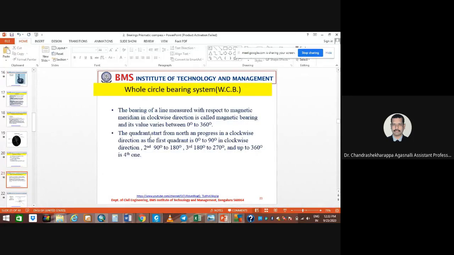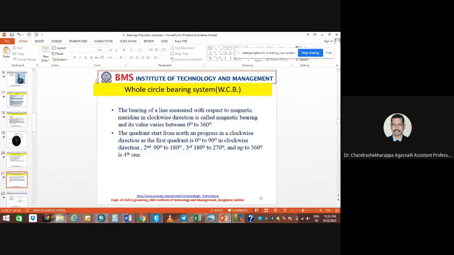And here is the whole circle bearing. What do you mean by whole circle bearing? The bearing of a line which is measured with respect to the magnetic meridian in the clockwise direction. So that is 0 to 360 degrees. How are you going to read it? 0 to 360 degrees here. Say for example, this is north, and reading from this point, 0 and 360 at the northern position, and 90 here, 180, 270 and 360 is zero.